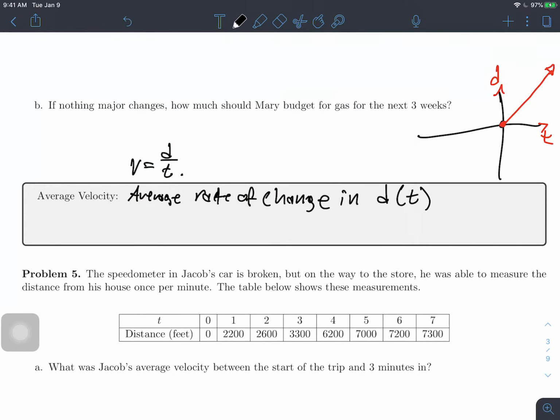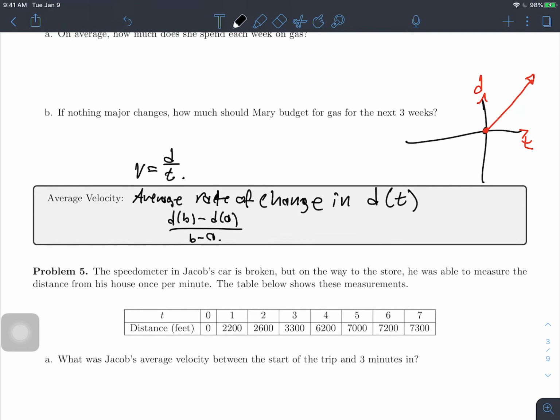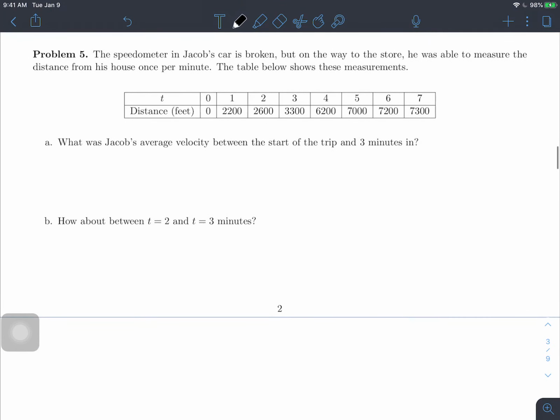So the formula, if you want a compact formula for it, is going to be d of b minus d of a, over b minus a, okay? I'm just flipping which letters I'm using in my function, okay? But it's the same form. So let's try problem number 5.